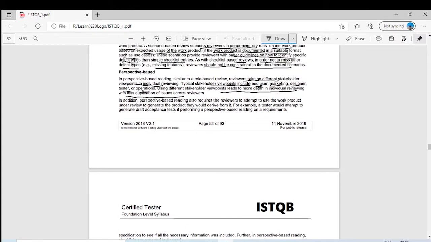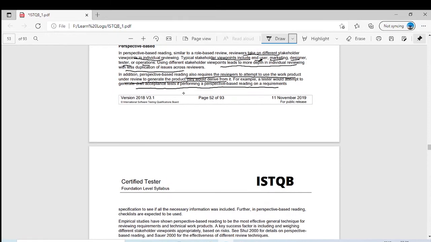In addition, perspective-based reading also requires the reviewers to attempt to use the work product under review to generate the product they would derive from it. So it's about thinking about the perspective, what they are deriving from the product. For example, a tester would attempt to generate draft acceptance tests if performing perspective-based reading on a requirement, to see if all necessary information was included. Maybe a tester has been called in early during a review of a work product, for example the requirement review.